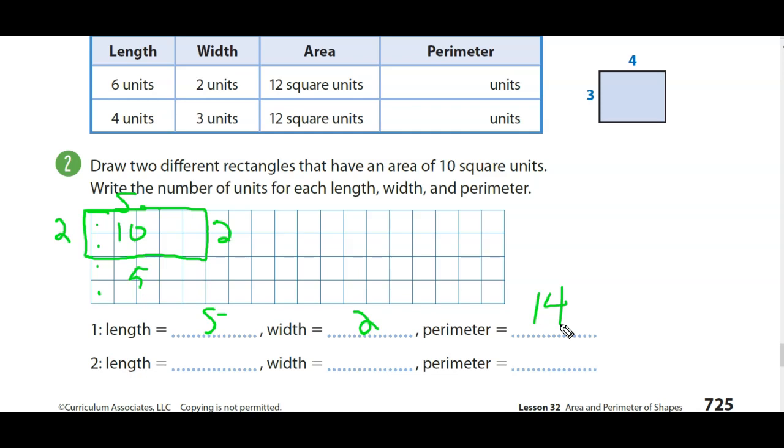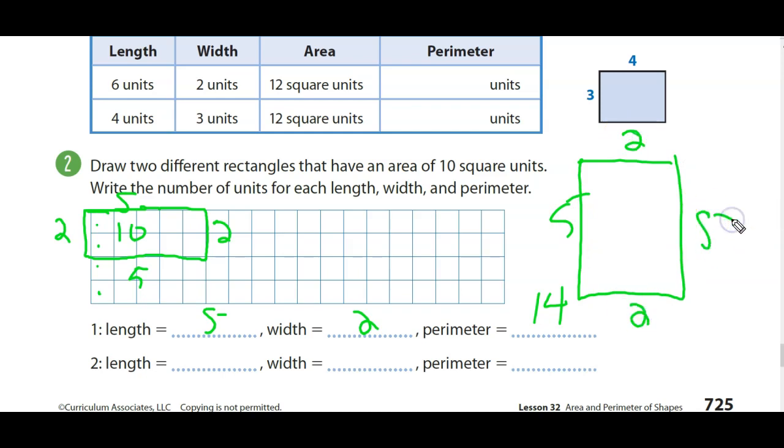Well, I could do it this way. If I added 2 more squares this way, where it's 5 here, 2 here, 2 here, and then 5 here. Okay. So then this one would be, my length would be 2. My width would be 5. Okay. And again, the perimeter would also be 14. Because besides 2 times 5 or 5 times 2, there's no other two numbers that I multiply together to get 10.